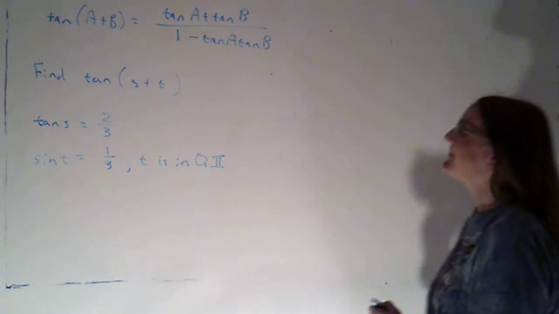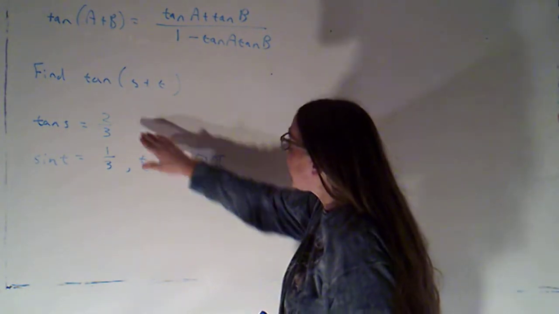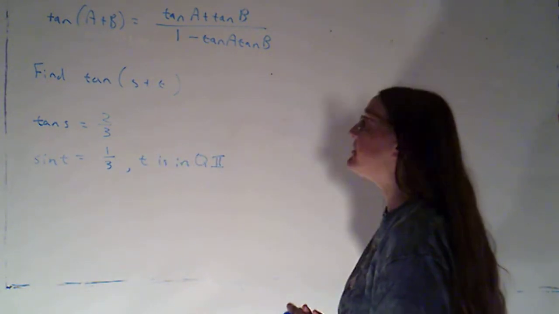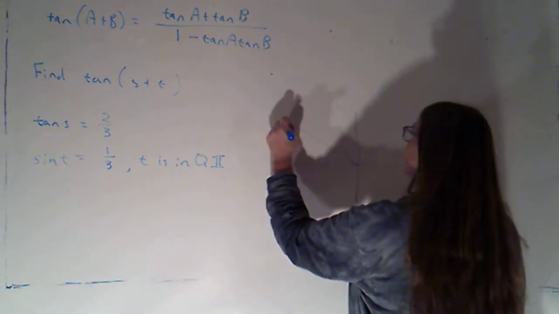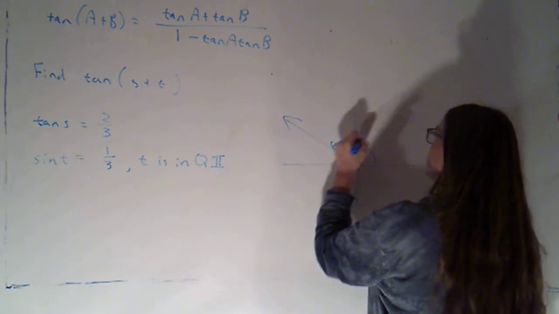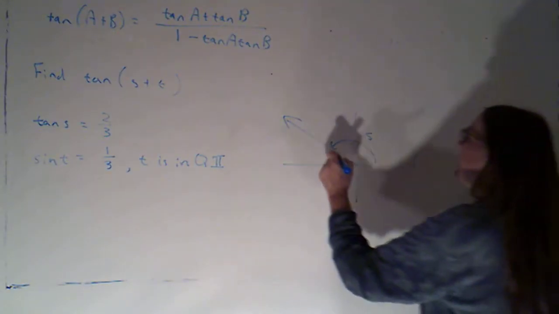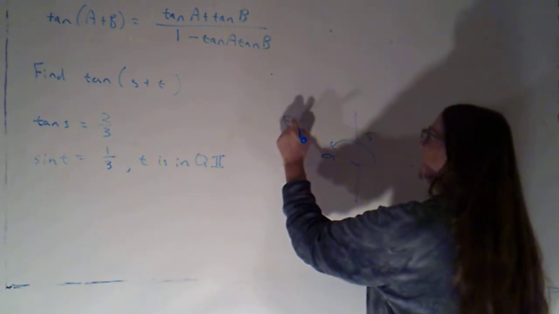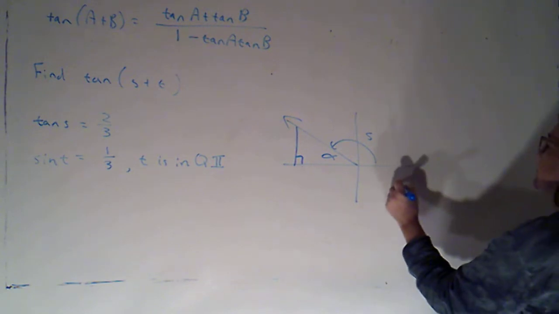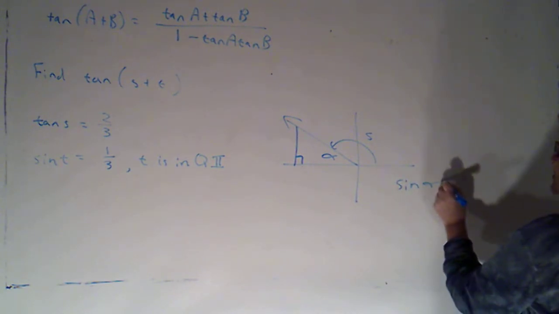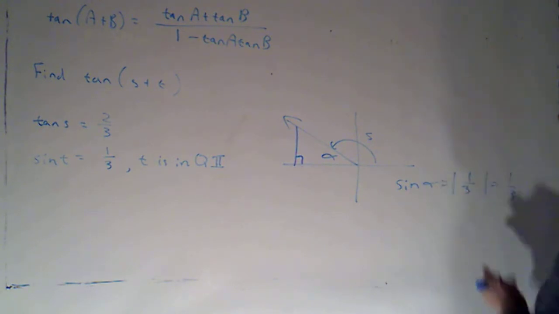Welcome back. Okay. So I know tangent of s. I'm going to need to know tangent of t. So I'm going to draw myself a picture here. We're told that t is in quadrant 2. Now that's just the simplest way to get into quadrant 2. Here's the reference angle alpha, and there's my triangle. Okay. So I know that sine of the reference angle will just be the absolute value of sine of t, which is just 1/3. Okay.